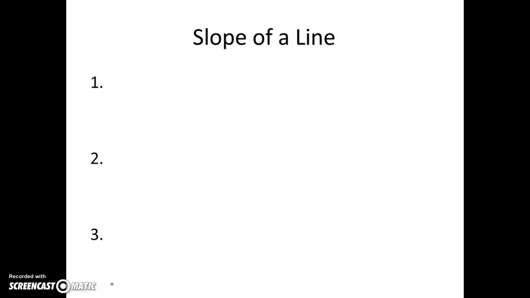We are going to review how we can find the slope of a line. There's actually 5 different ways we're going to talk about it, but 3 in particular we're going to focus on. First of all, if we're given 2 points, we'll call them x1, y1, and x2, y2. The algebraic way to find slope is m equals y2 minus y1 over x2 minus x1. So hopefully you've done quite a bit of work with that.